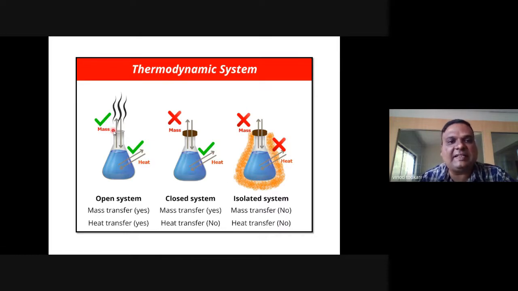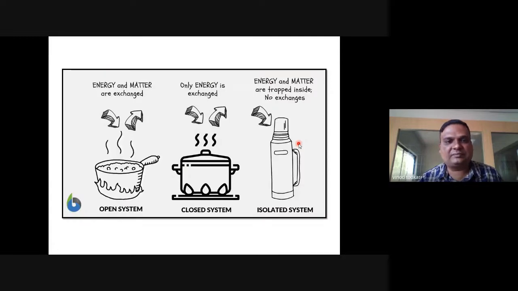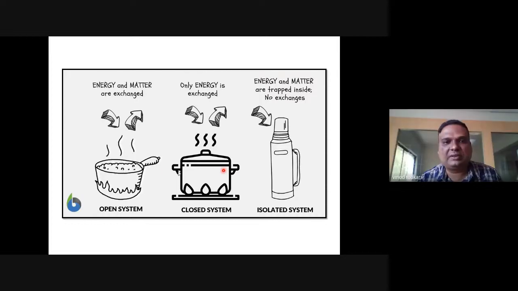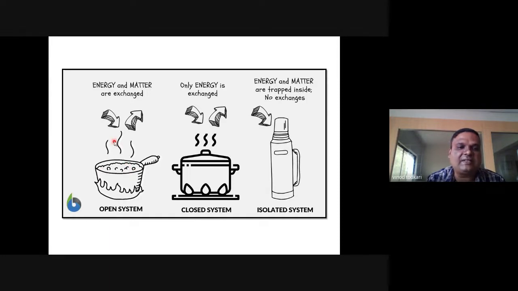So tell me, these three types of systems, is it clear to you? So what are the three types of systems? Open system, closed system, and isolated system. Very good. Now see, this is open system because, let's say tea is boiling in this vessel. So it can have energy interactions with the surrounding as well as mass interactions with the surrounding, right? So where energy and matter are exchanged, that is called an open system.